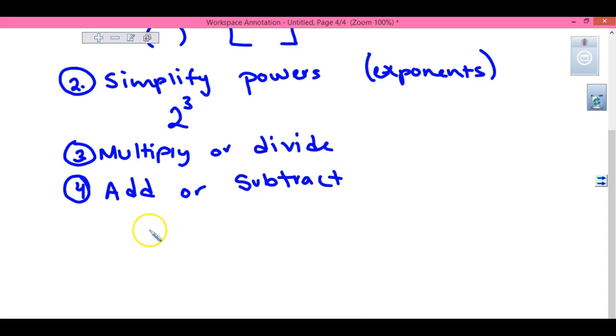So that's why we use PEMDAS to remember. Parentheses, exponents, multiplication or division, addition or subtraction. Or you've heard probably, please excuse my dear Aunt Sally. Right?